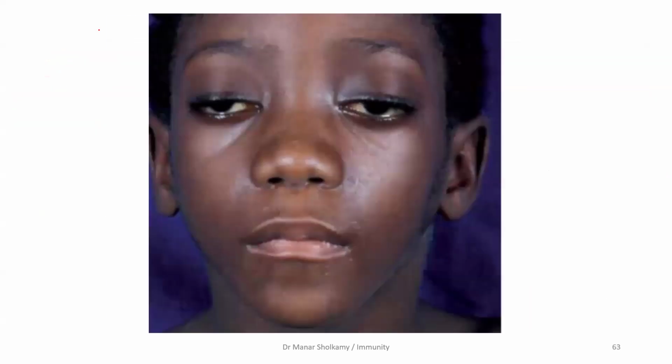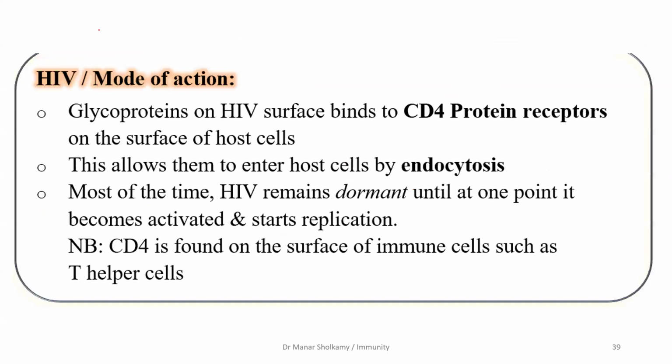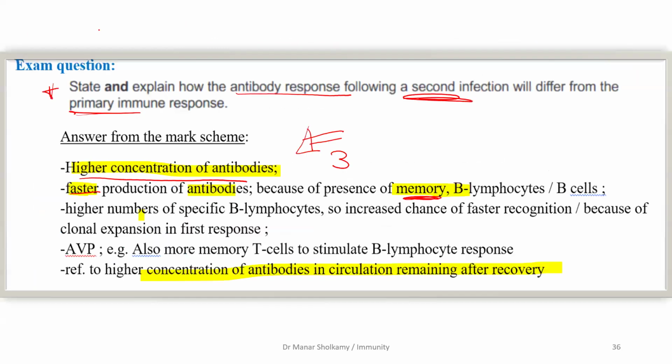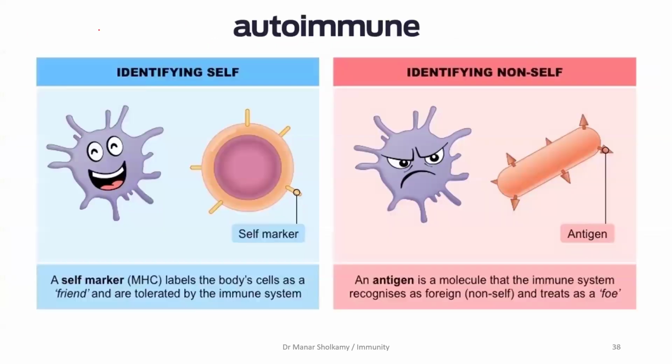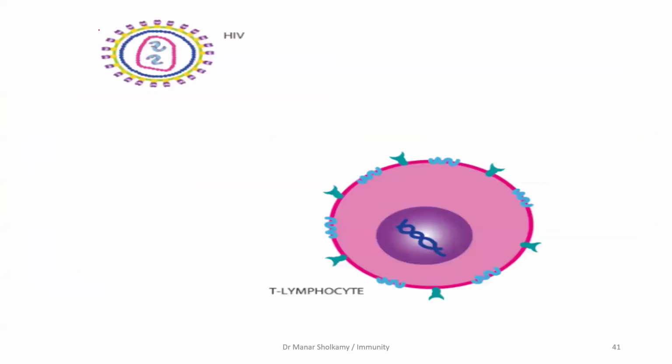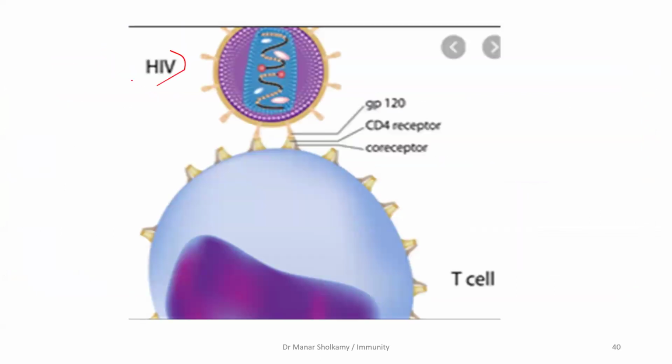Okay, we are done with all the diseases. Sure? The HIV, you know how it enters the T lymphocyte? It has a glycoprotein receptor that binds with CD4 receptors. Yes, you have to memorize it on the T helper cells. So it will enter the T helper, destroy it, and when it destroys the T helper cell, it destroys your immune system.